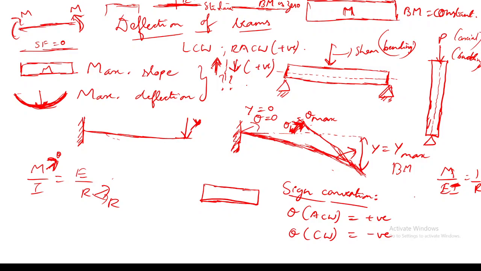And what is the sign convention for y, the deflection? If it is upwards, it is positive. Upward positive and downward negative. So for deflection, if it is towards the upwards, it is positive. For example, if it is deflected like this, it is positive. If it is deflected like this, it is negative. Up to this it is clear, right? Yes, sir.